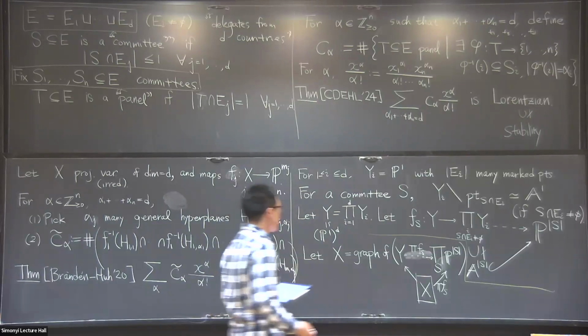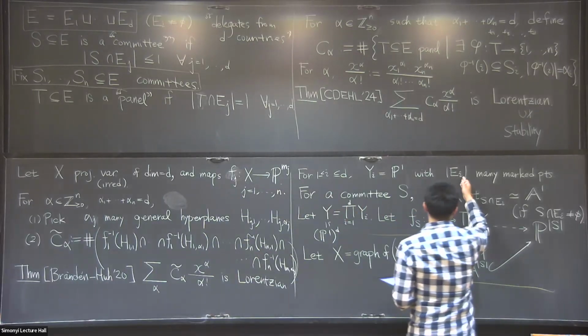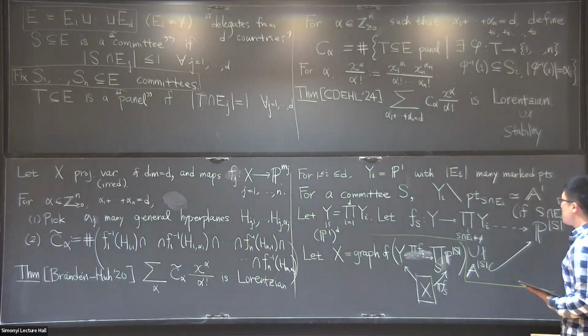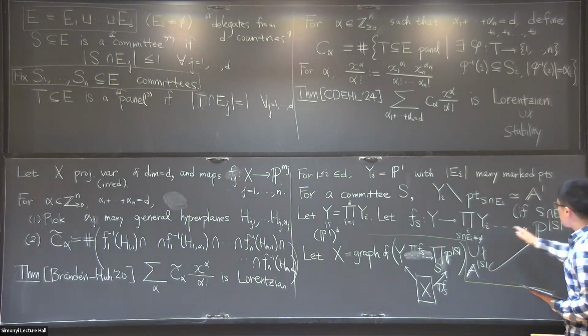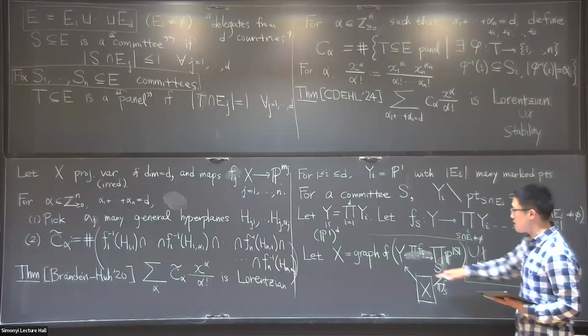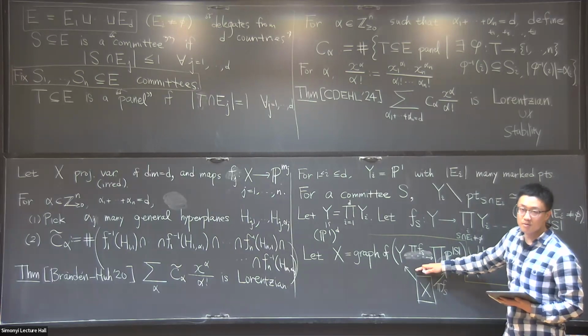I mean, the flavors are there. I have a bunch of P1s with distinct marked points, each labeled by these disjoint sets, E1 to E sub D. And I get a natural projection map for each subset S, such that intersection with E sub i's are at most 1. Now, those maps are actually not defined on the whole product of P1s, but they're at least rational maps. So you can amend that by taking some sort of closure, and that's what the graph does for you.